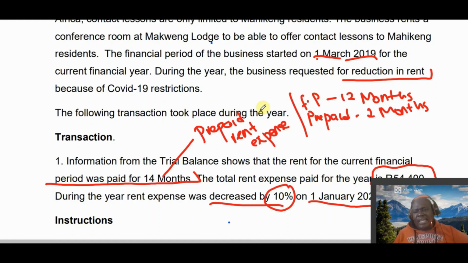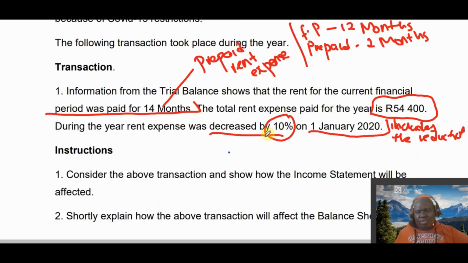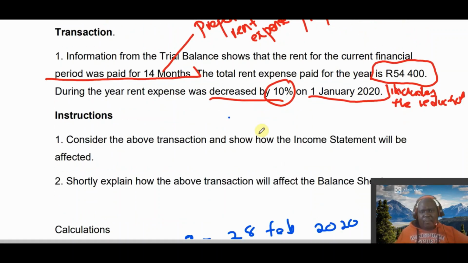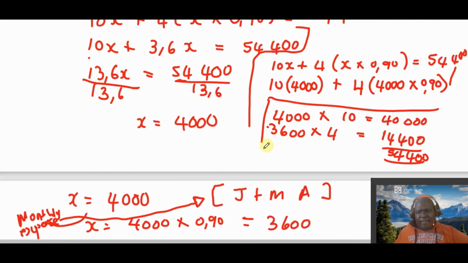Just remember that each and every time there's a reduction in rent, you're not going to pay more than what you were paying before the reduction. So it will make sense for the amount that you'll be paying now to be less than what you were paying before the reduction. Just pay attention to the keywords that you are given.